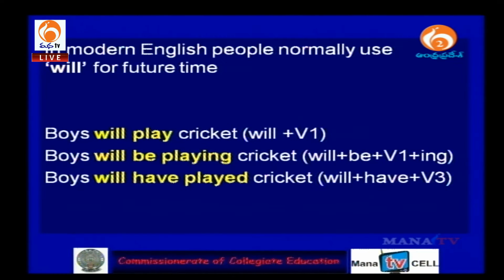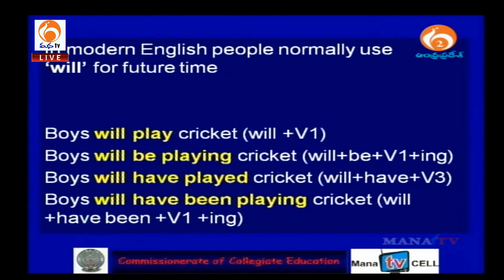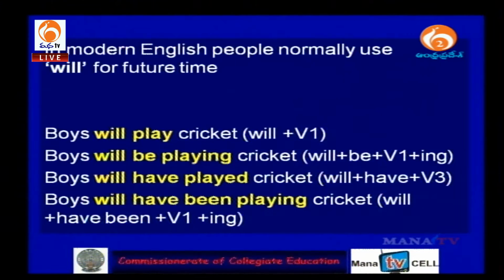In the third sentence, we see boys will have played cricket. Here we see will have plus V3. And then in the last sentence, boys will have been playing cricket. Here we see will have been plus ing form for the V1. In all these sentences, we find will as a common component, which is the auxiliary, and we find the verb structure, the verb form V1 in one sentence, ing form in another sentence, V3 in another sentence, been plus ing form in the last sentence. That's how the verb structure changes according to the tense of the verb.